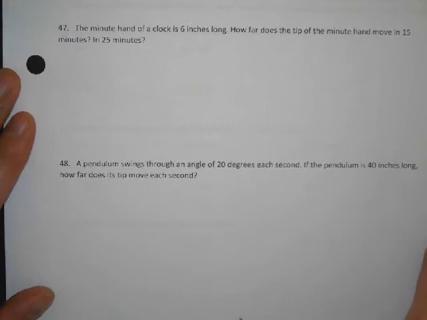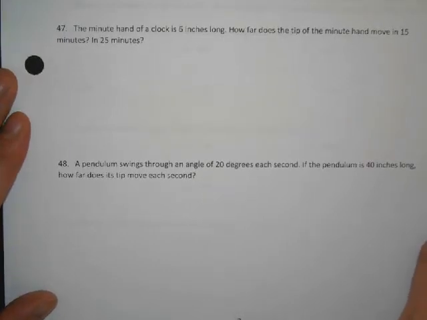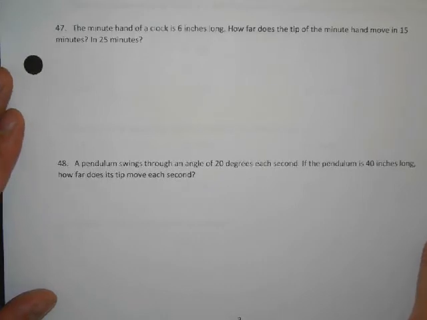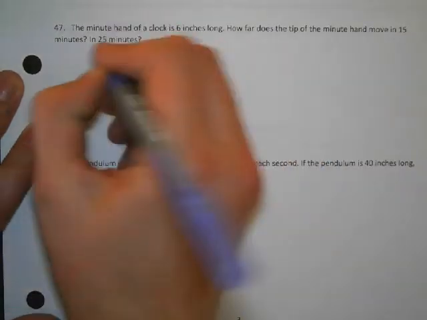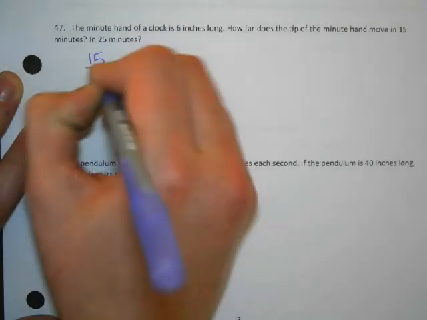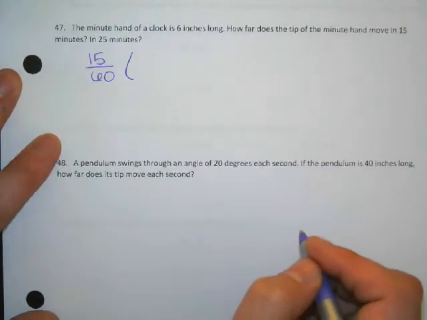All right, so problem 47. I talked to you guys yesterday about how to start it. So we said that we're talking about a clock, 15 minutes out of the 60 minutes, so you should have written 15 minutes over 60 minutes. That's for the first problem.